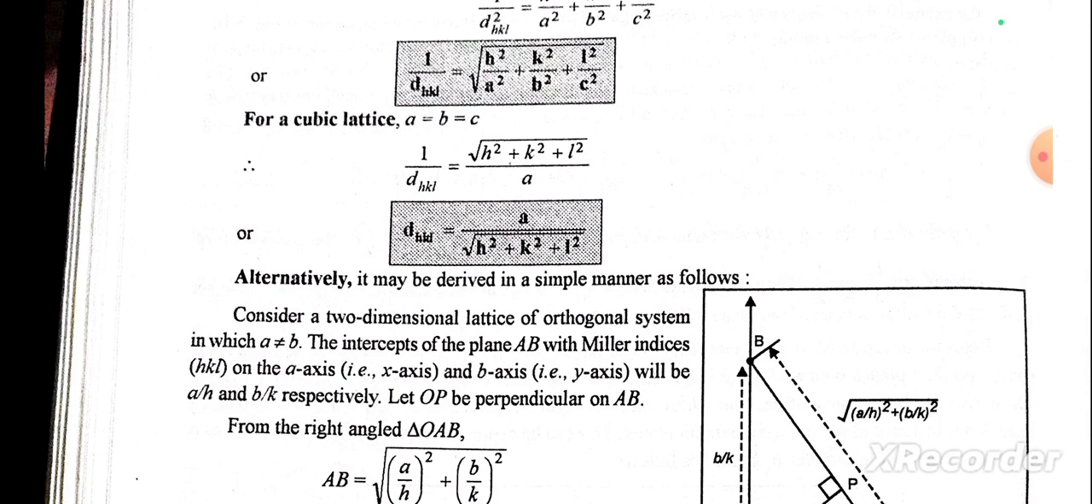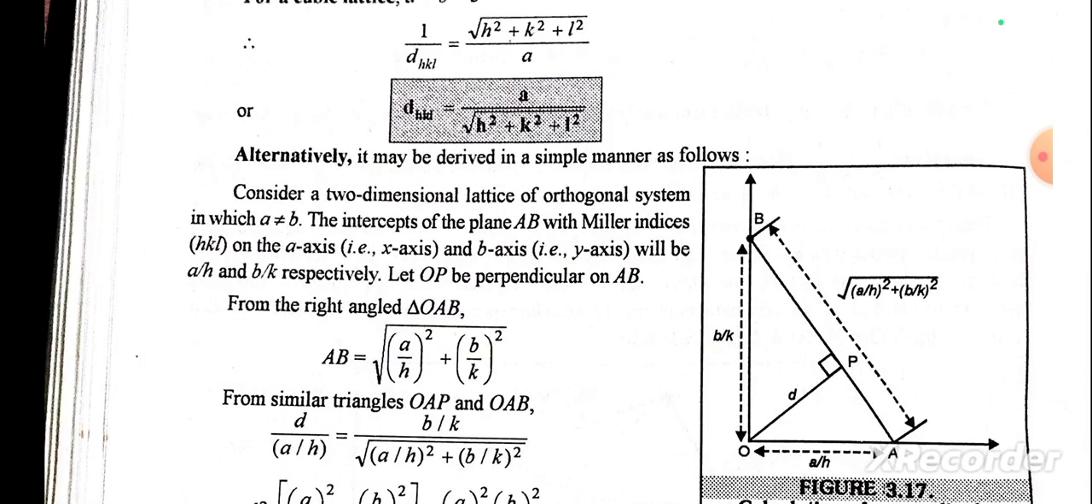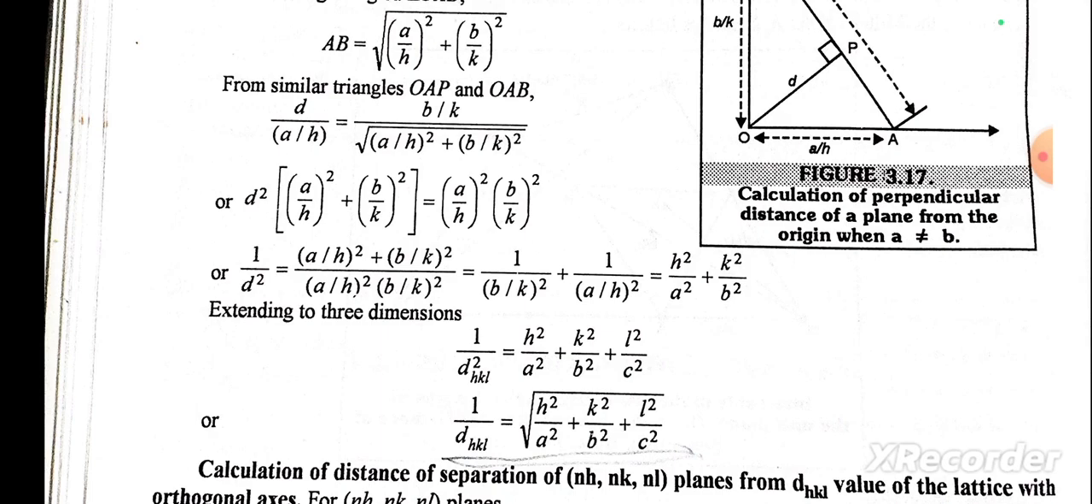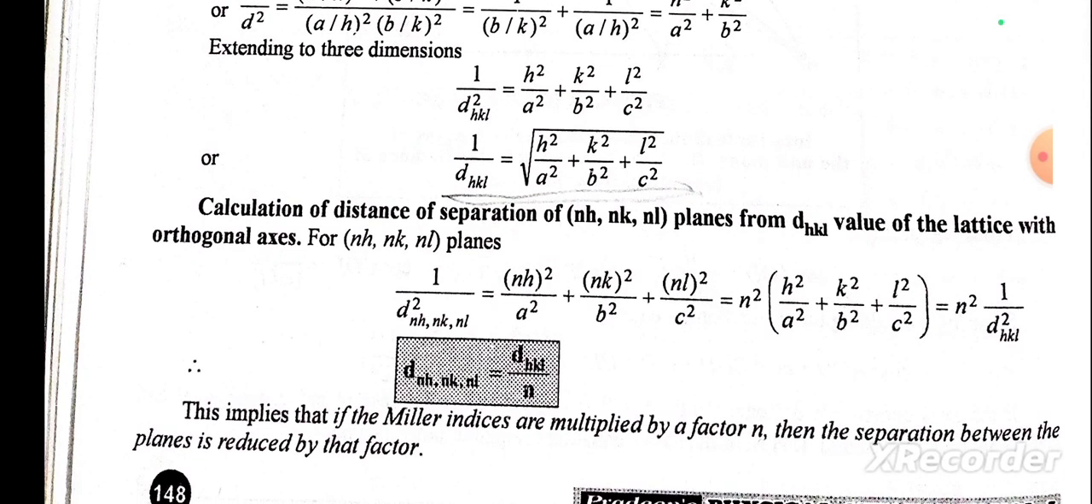Consider a two-dimensional lattice in an orthogonal system in which a is not equal to b, and the plane with Miller indices (hkl) has intercepts on the a axis and the b axis of a by h and b by k respectively. Let OP be perpendicular to AB, first writing the angle OAB and similarly the triangles OP and OAB, extending these to three dimensions and calculating the distance of separation of planes, the d_hkl value for a lattice with orthogonal axes for the (hkl) planes.